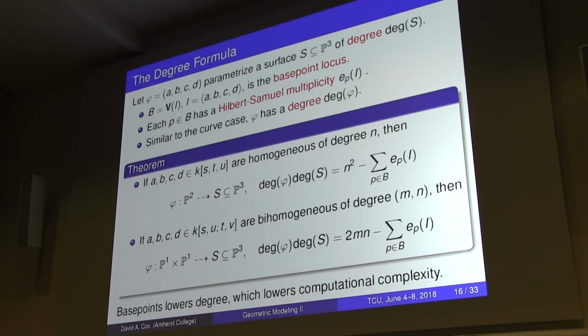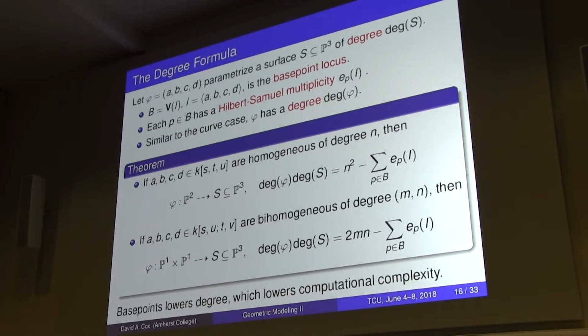Now there's a degree formula. We're parameterizing a surface, so it'll have a degree. And also the parameterization map will have a degree. And so these two are similar to the curve case. But now, of course, we have the base points. And so basically the variety where all A, B, C, D vanish. So those are the base points. And my hypothesis that A, B, C, D are relatively prime means there's finitely many base points. So these are isolated points. But each of these has a Hilbert-Samuel multiplicity.